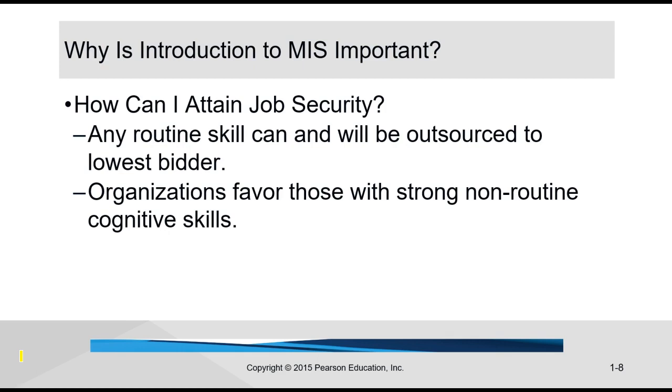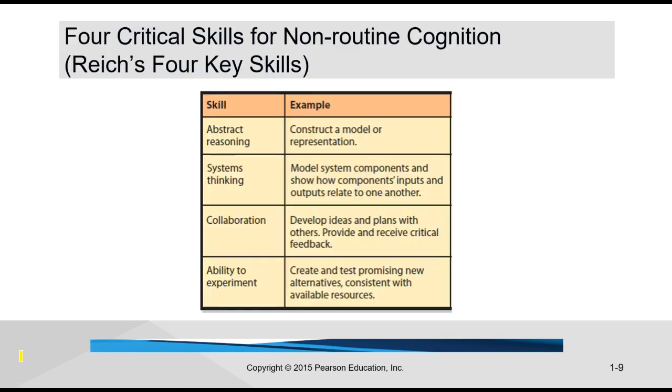There are some skills that cannot be outsourced or automated. These are the 4 critical skills for non-routine cognition outlined by Robert Reich, former Secretary of Labor under President Bill Clinton. The 4 critical skills are abstract reasoning, the ability to construct a model or representation.